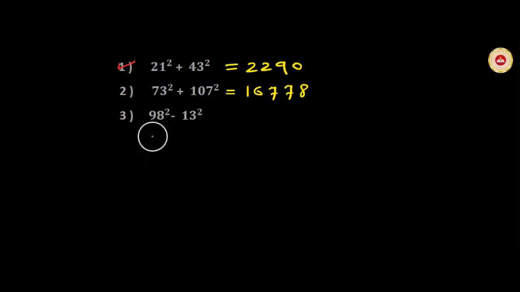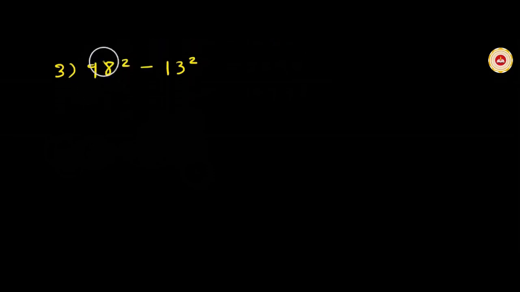Third example is 98 squared minus 13 squared. So friends, let us square these two numbers by the duplex method, and for that let us write the answers in parts. So consider the first number 98, starting from the right side, right to left.